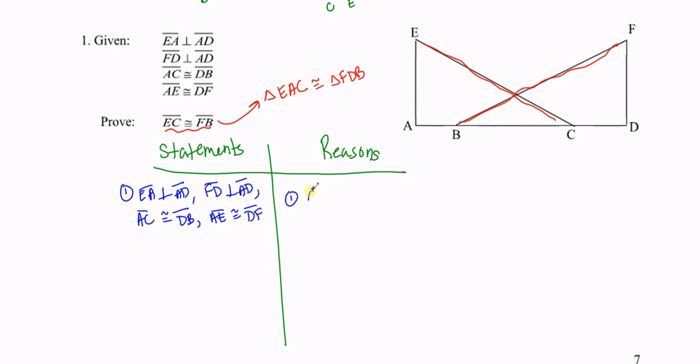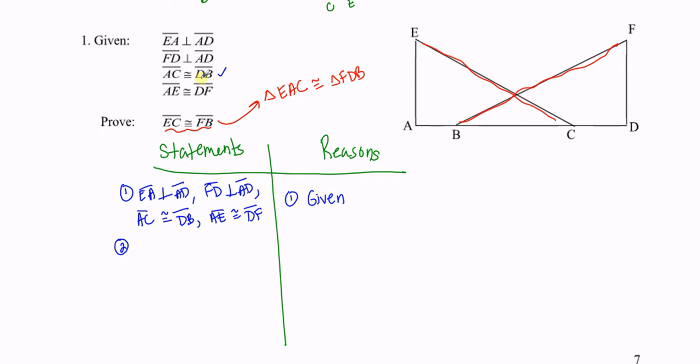So the reason we use "given" for the given information is simply that it was given to us to be true in the problem. Now, I always like to start with the given information that tells us that segments are congruent and angles are congruent, because there's really no symbols or vocabulary terms that we need to break down.